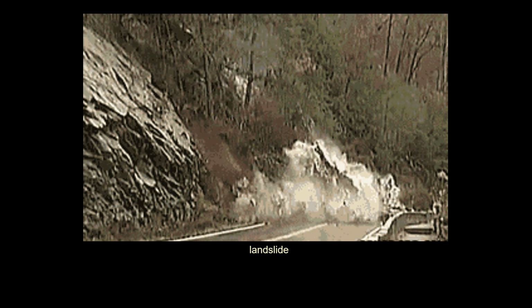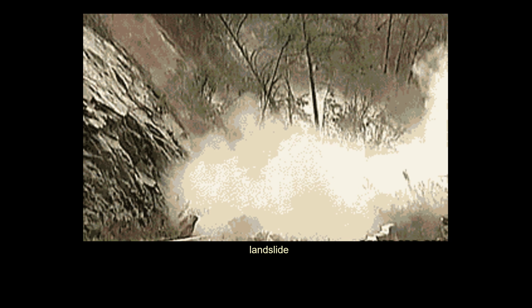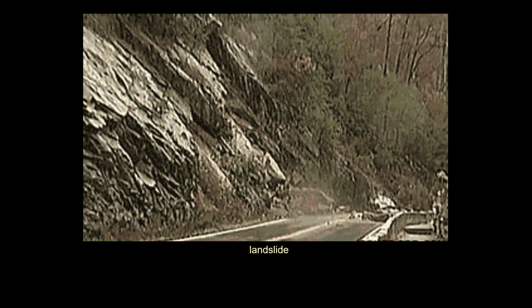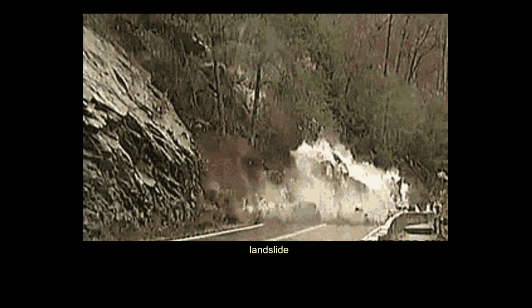And of course, here is an example of a landslide. And notice that in the landslide, really everything comes down. The rock, the soil, the trees, everything. I mean, it's really devastating. Here's one more view of this landslide that was captured in a video.